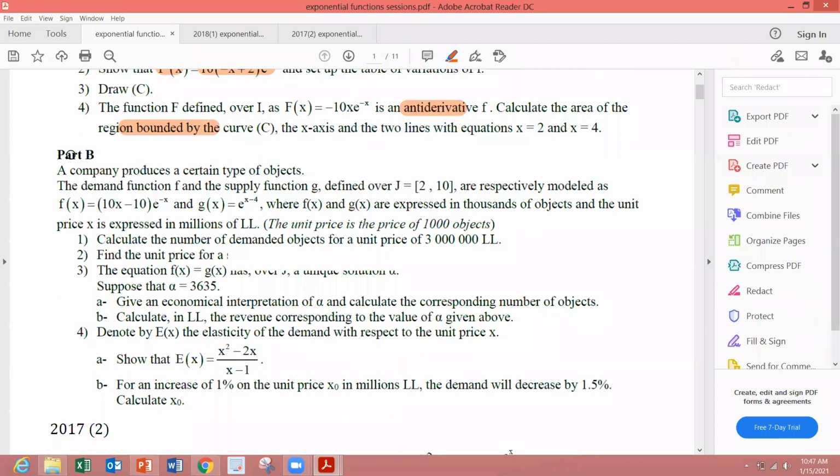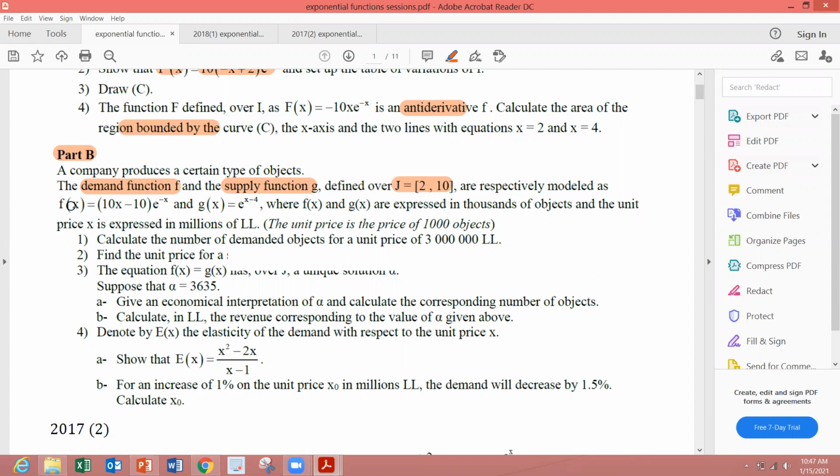Now part B. A company produces a certain type of object. The demand function is F and the supply function is G over the interval. Pay attention, x is between 2 and 10.